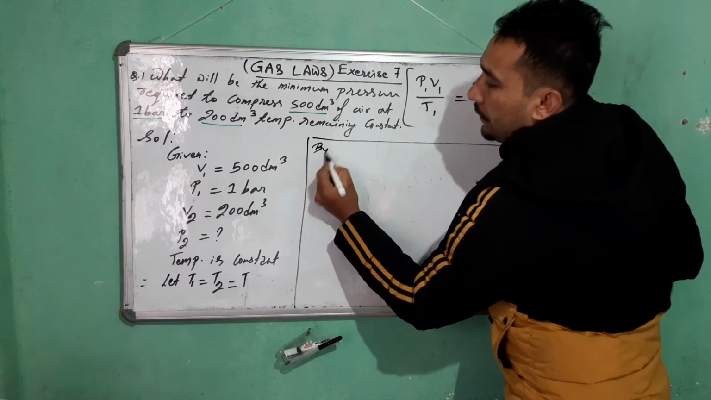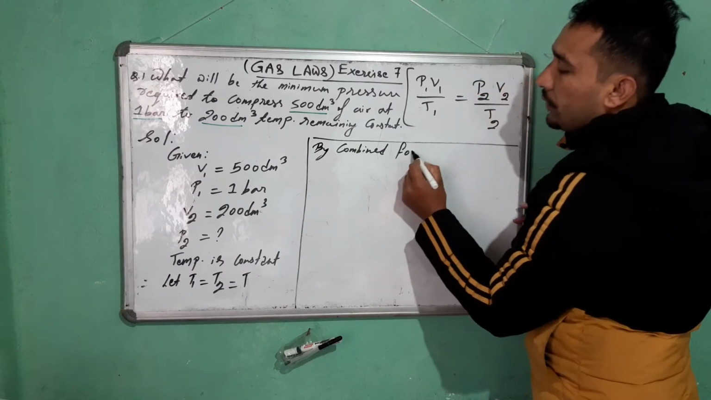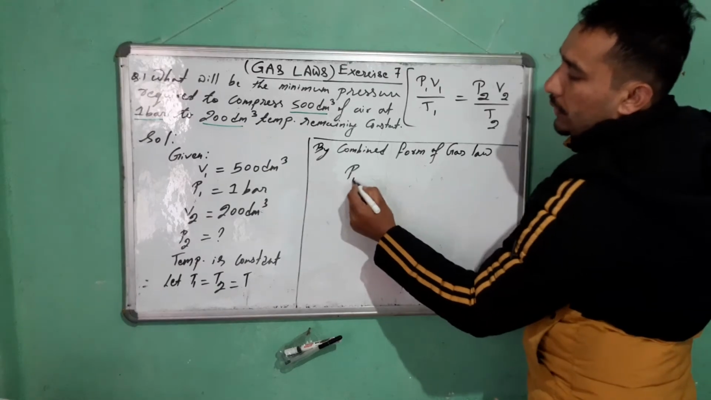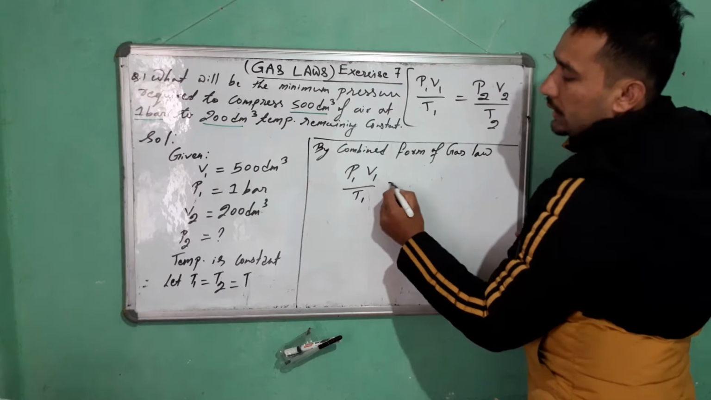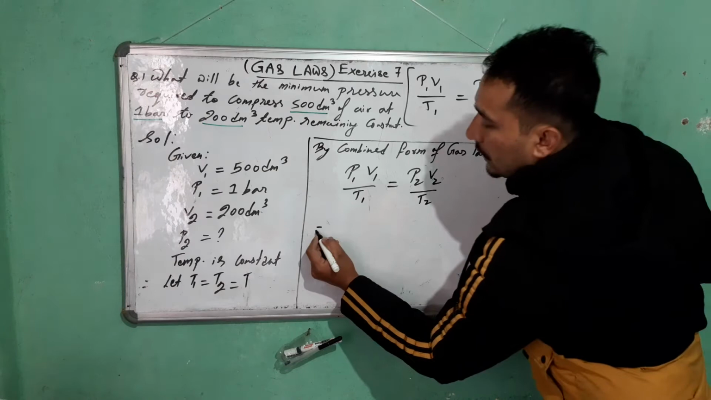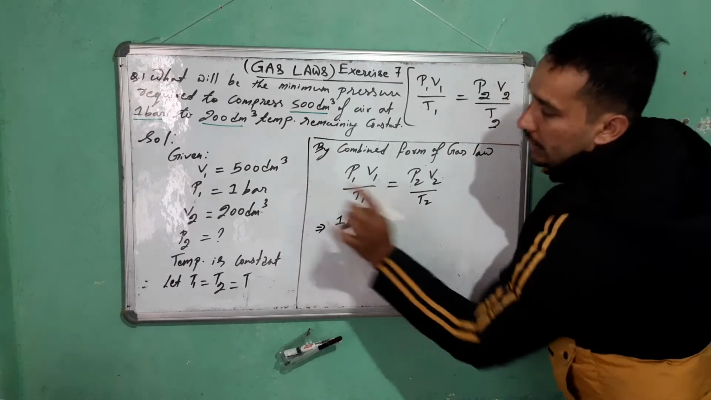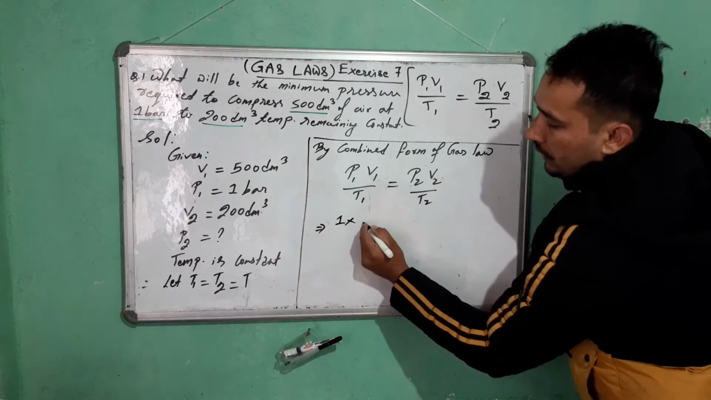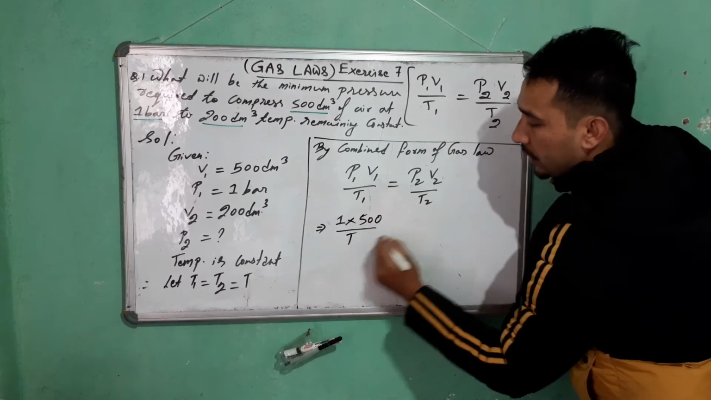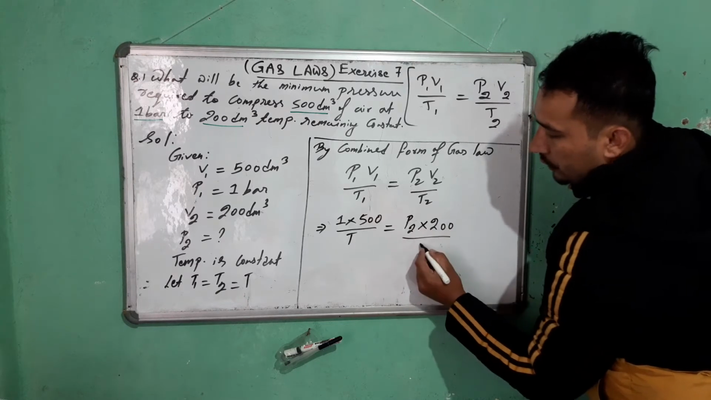By the combined form of gas laws, we have P1 V1 upon T1 is equal to P2 V2 upon T2. P1 is how much? P1 is 1. No need to put the unit, the unit is the same for both. V1 is 500. T1 is, we have considered, T. P2 we have to calculate. V2 is 200. T2 is T.